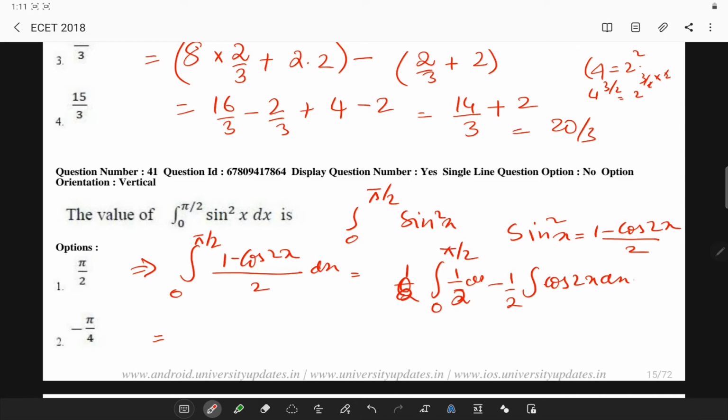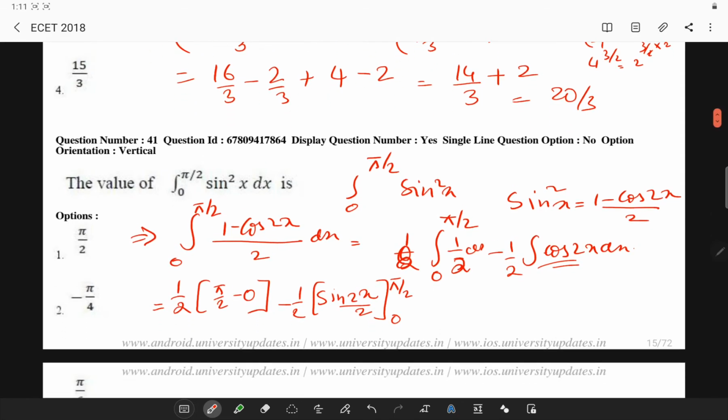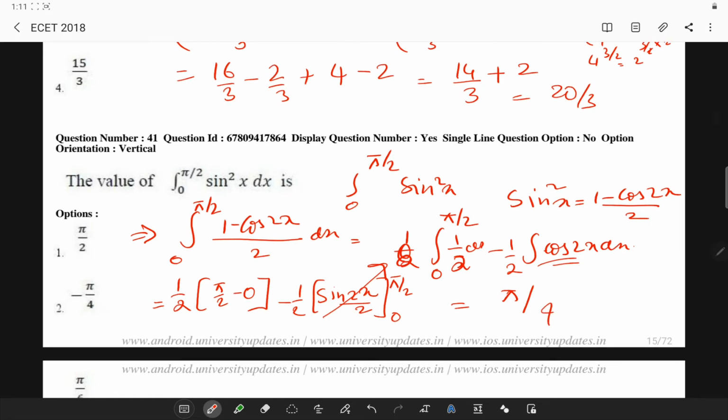So this will be 1 by 2 into (pi by 2 minus 0), minus, so the integral of cos 2x is 1 by 2 into sine 2x by 2 at pi by 2 and 0. So we have sine 180 as 0 and sine 0 is 0. So this integral is 0 and we'll be left with pi by 4.